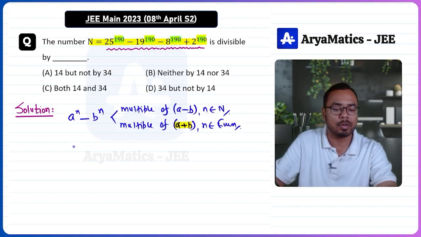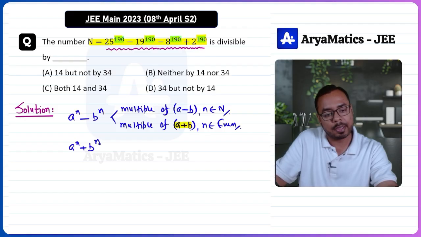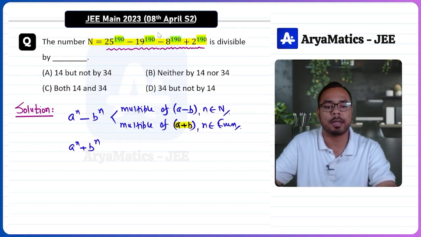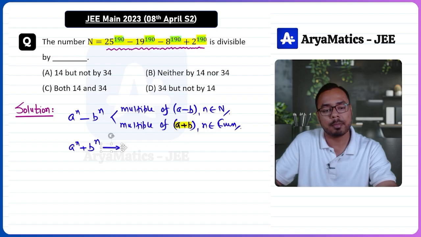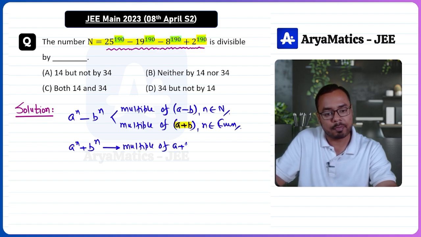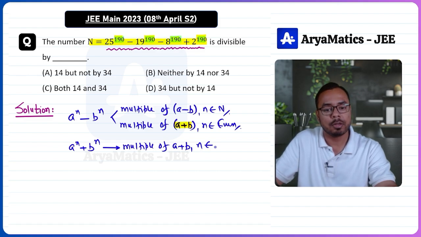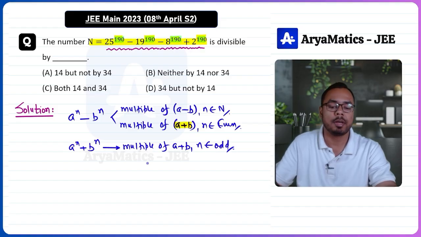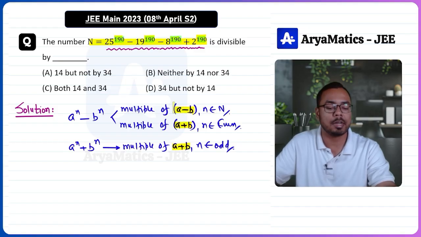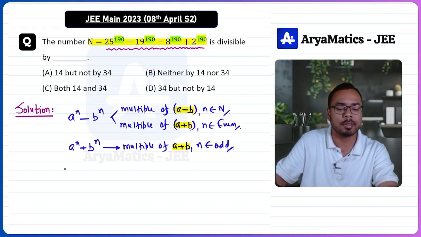And there is another related concept, although not useful in this problem, but in some other problem you can apply: if I have a raised to n plus b raised to n, then this will be a multiple of a plus b if n is any odd natural number. So for example, if I have a cube plus b cube, or a raised to 5 plus b raised to 5, then it is always a multiple of a plus b. So these are the three things that you should know. Now we can proceed with this problem.